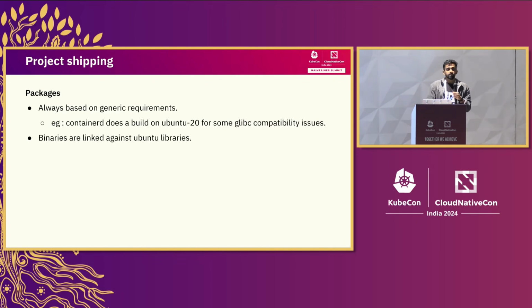Now again, the binaries will be linked to Ubuntu libraries. One reason Ubuntu is used in most places is that the infrastructure we use for building and testing is mostly on GitHub Actions, and Ubuntu is the most available OS there. So in most cases we are using Ubuntu. And when you link to Ubuntu libraries, the previous kind of issues related to dynamic linking can happen again.